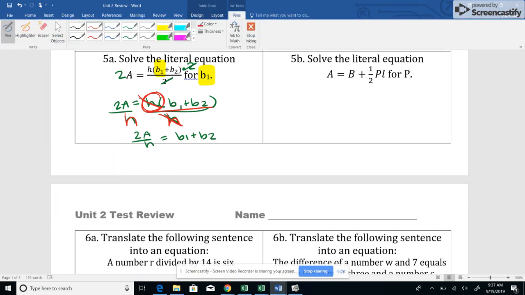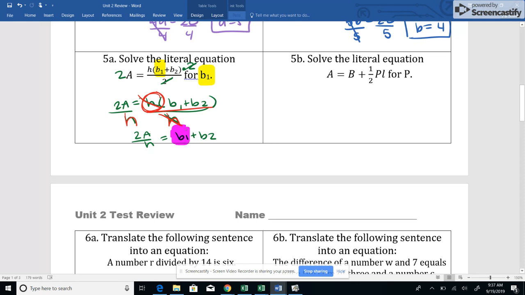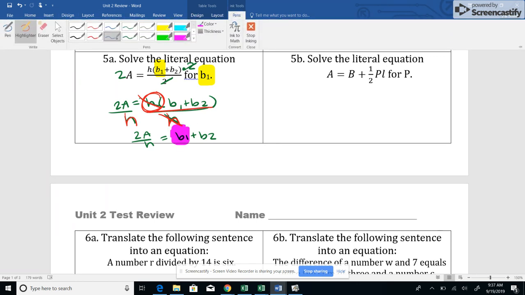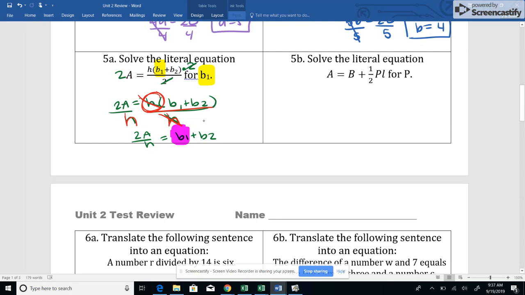Last, I'm solving for b sub 1. So I'm solving for base 1, which is right here. What operation is happening between base 1 and base 2? Well, base 1 and base 2 are being added together. So that means to get base 1 by itself, I can subtract base 2 from both sides. So it's this fraction subtracting base 2. So 2a over h minus base 2 is equal to base 1. And that is my answer.